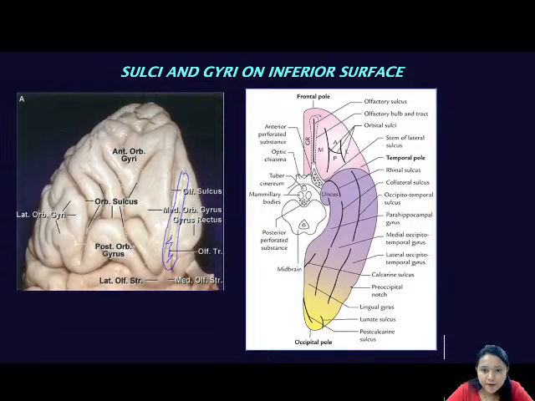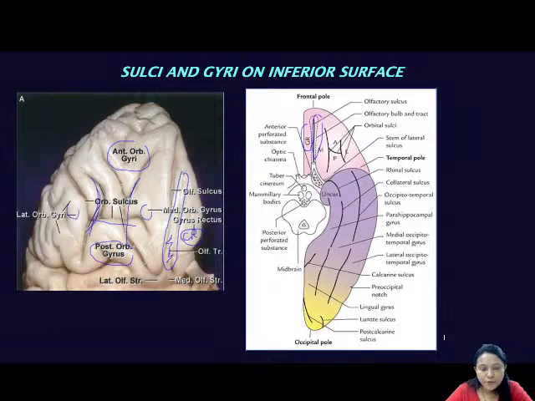The gyrus which is medial to the olfactory bulb is known as the gyri recti. So first we have the olfactory bulb, and the gyrus medial to the olfactory bulb is the gyri recti. Now if you go to the lateral side, you will have an H-shaped sulcus. The H-shaped sulcus divides the entire orbital part into the anterior orbital gyri, the posterior orbital gyri, the medial orbital gyri and the lateral orbital gyri.